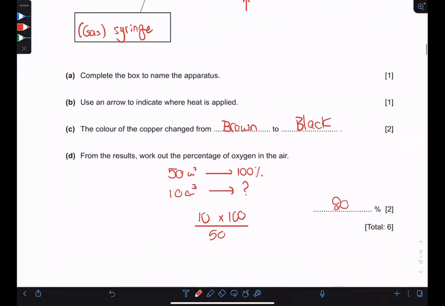From the results, work out the percentage of oxygen in air. As we agreed before, oxygen is 10%. So if the 50 centimeter cubed is equal to 100%, this is the amount we started with, this is the 100%. So the 10 centimeter cubed, which is the amount of oxygen, equals how many? 10 times 100 over 50, it's 20%.